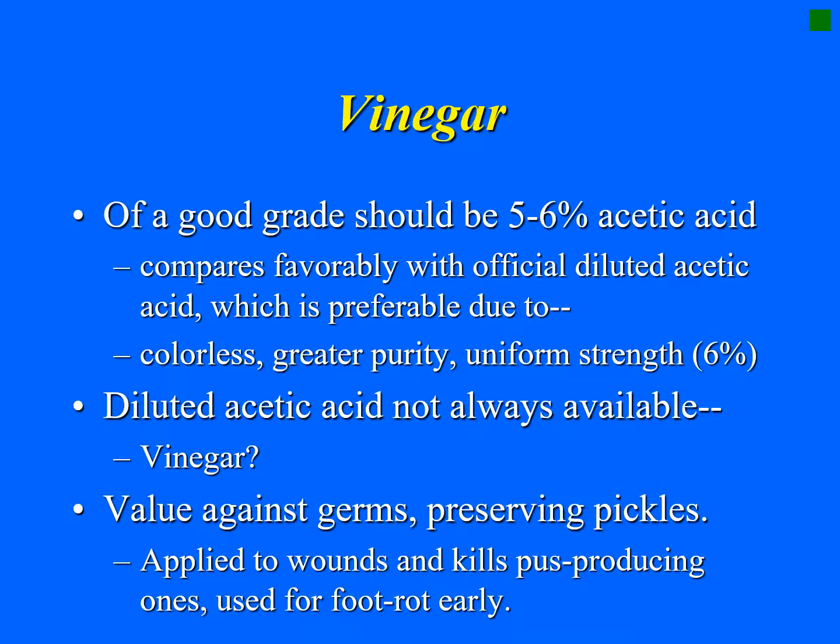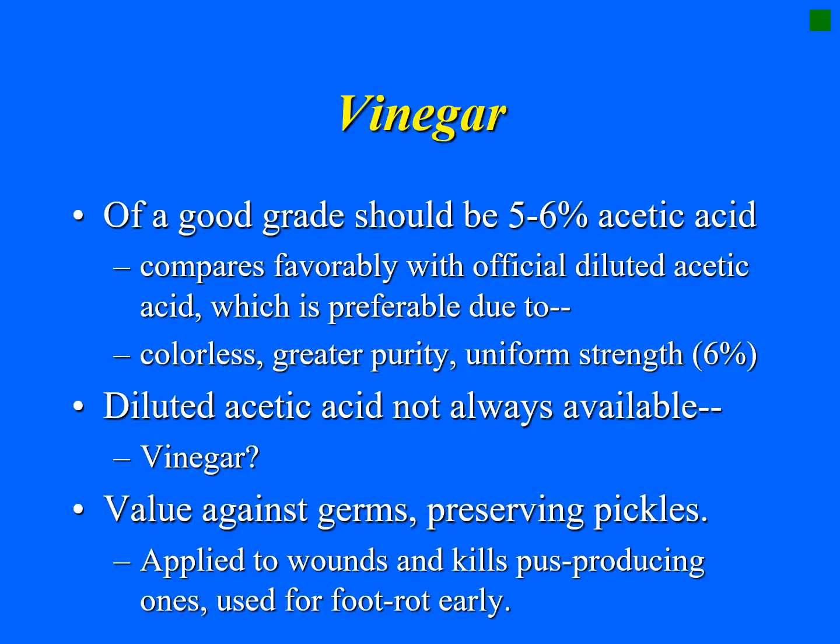Vinegar. So of good grade, if you think of if you're in the packing industry, one of the solutions they might use as an intervention would be like Microtox, which is typically peracetic acid. Basically, it is a form of vinegar. Good grade acetic acid should be somewhere around 5 to 6% acetic acid. So again, it can be used as a sanitizer. It compares pretty favorably with official diluted acetic acid, but we want the officially diluted one because it's preferable: it's colorless, has greater purity, and has a uniform strength at that 6%.